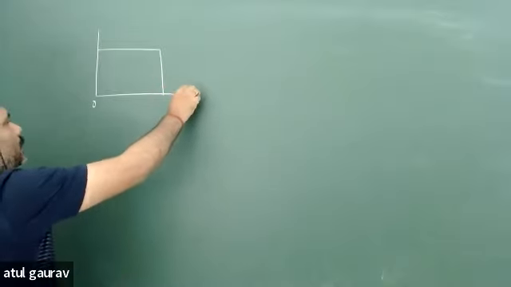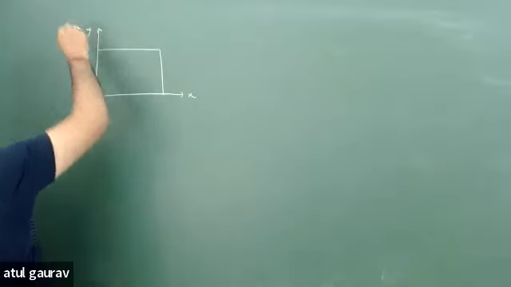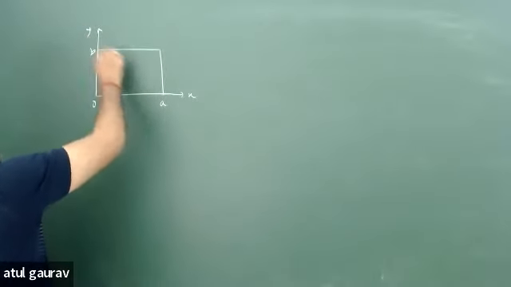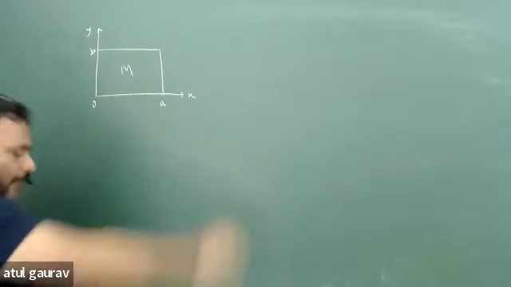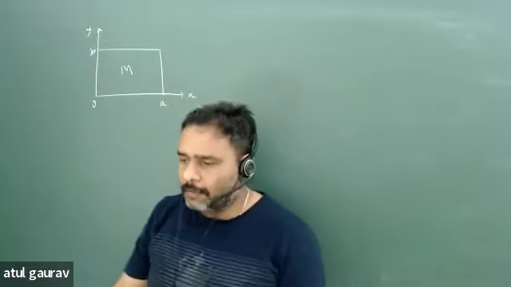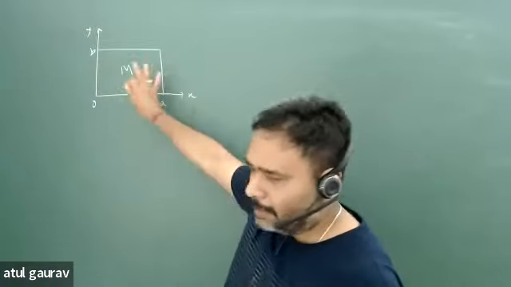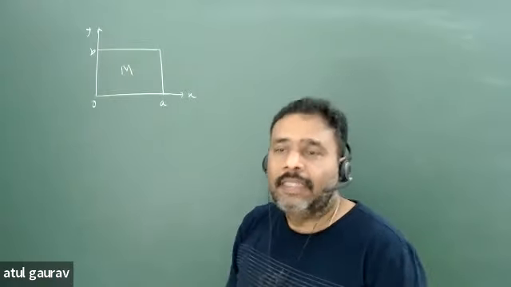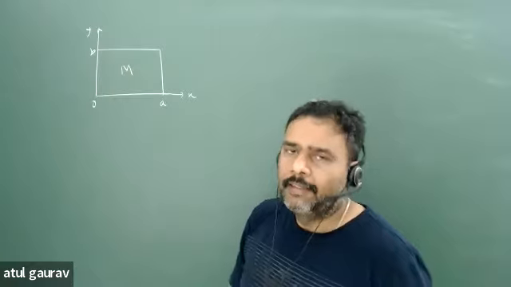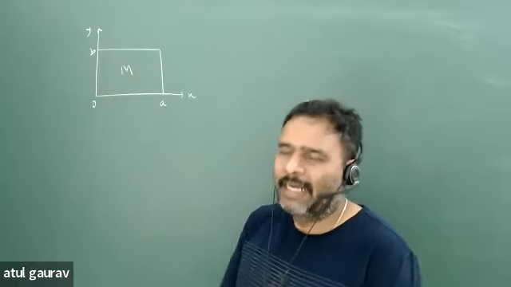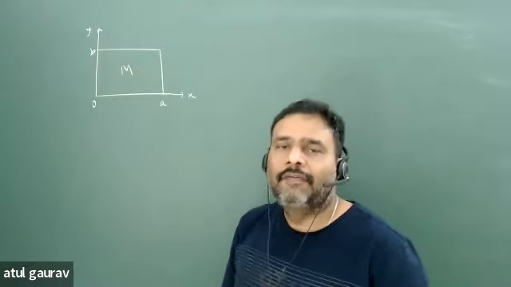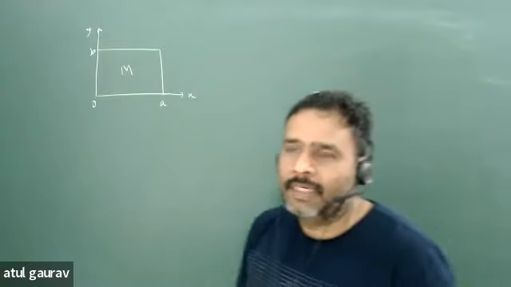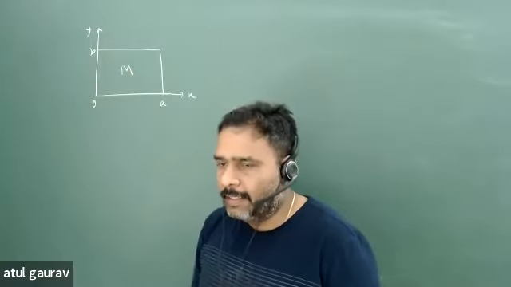So this is my x-axis. This is my y-axis. And this length is A and this length is B. And here we have a constant mass distribution. Initially we will take the constant mass distribution, but your mass can vary with x or with y, and then you have to use a little bit more calculation. But since we are doing the first level of problems, we are just taking the mass to be constant in nature.